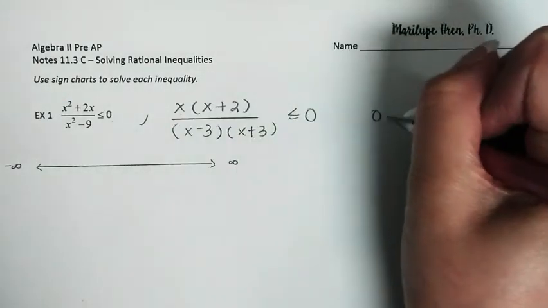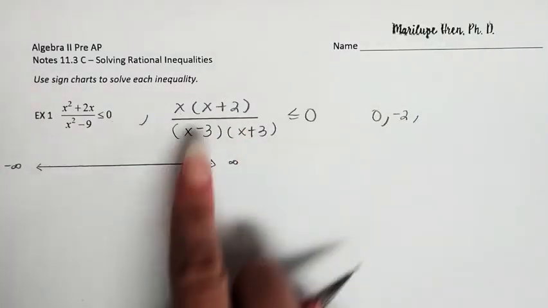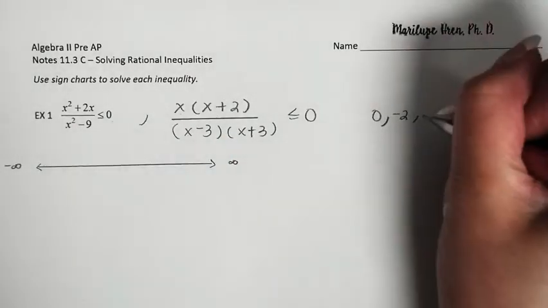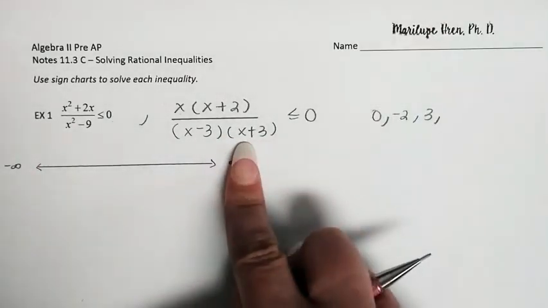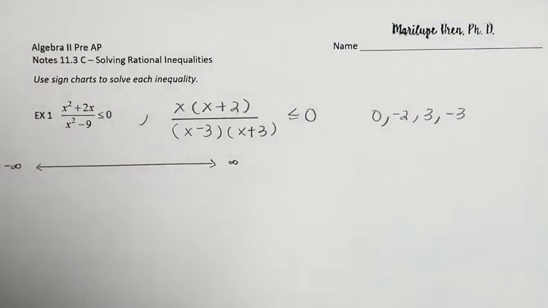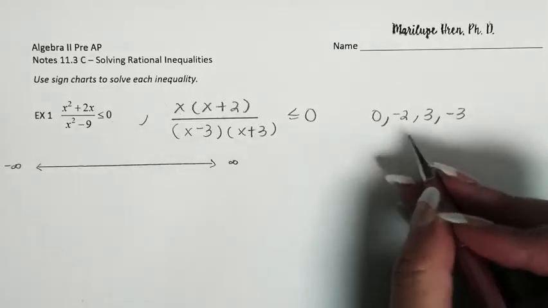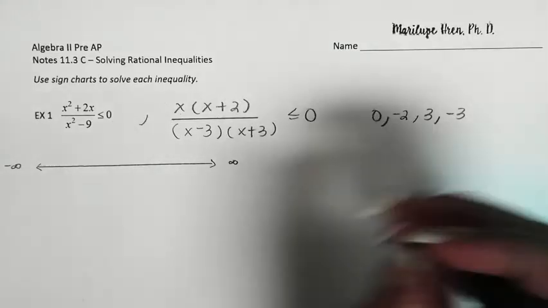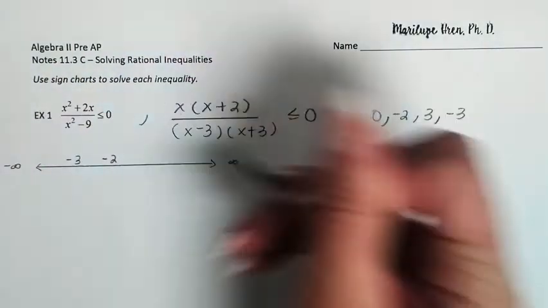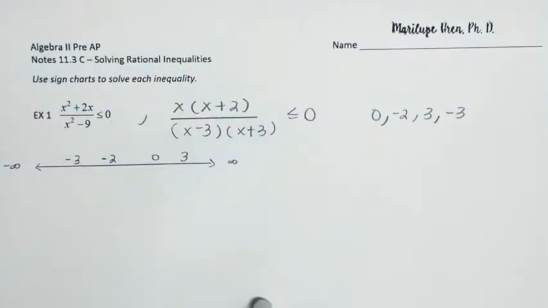Obviously 0 would be one number that we want. Negative 2 would be the other number that we want because it makes this factor 0. The other one that you don't want because it makes your denominator 0 is going to be 3. And the next one that we also don't want is negative 3. Okay, so these are the numbers that we are going to have to label on your number line. Now we need to do it in order, so you start with negative 3, then negative 2, then 0 and 3. Are we okay with that?